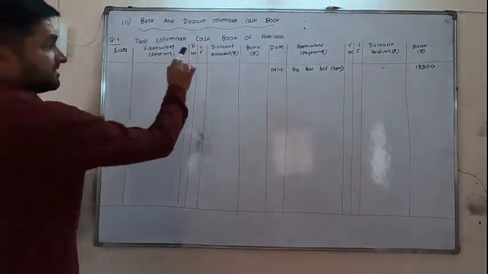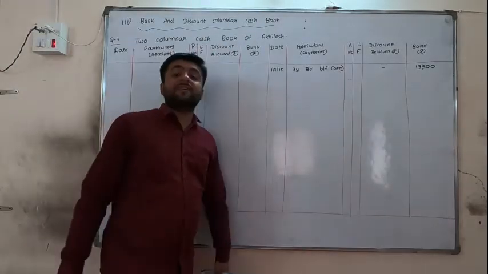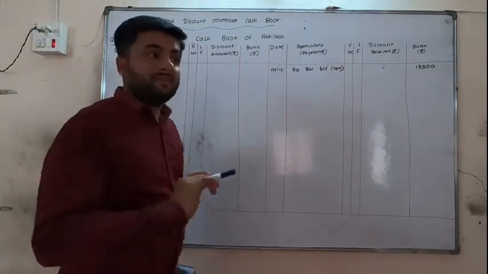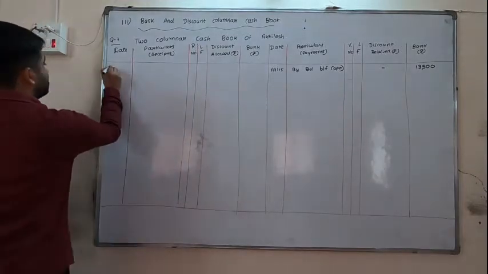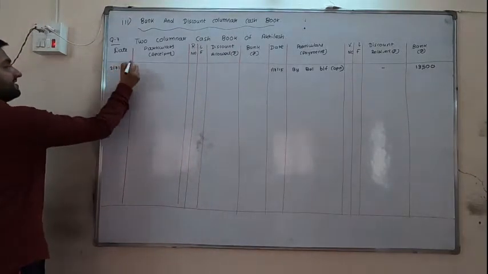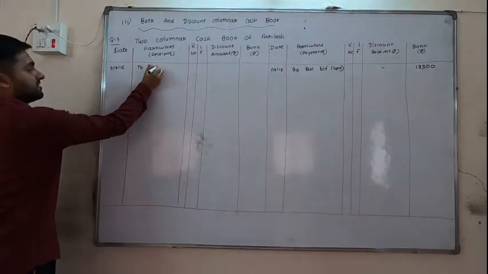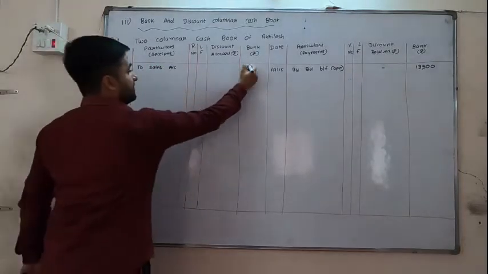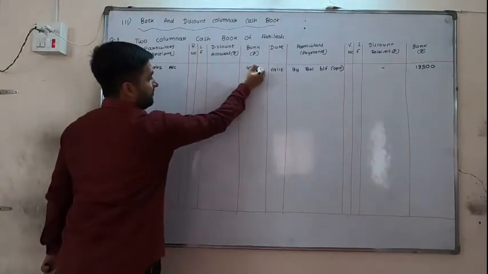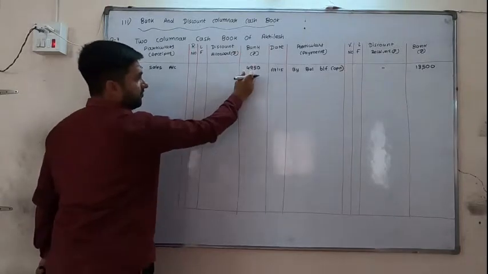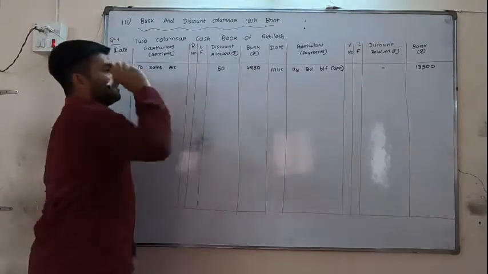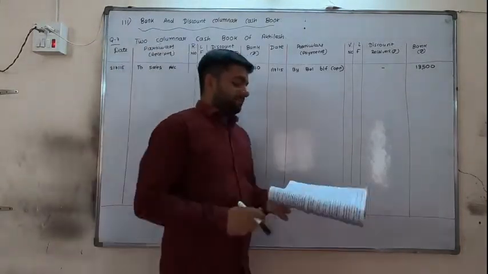But only this discount allowed and discount received is only cash discount. Trade discount we will directly subtract. So on 2nd July 2015, to sales account. Now first he is giving a check of 4,950. So now 5,000 is the total, 4,950 the check. So 50 rupees will be the discount.